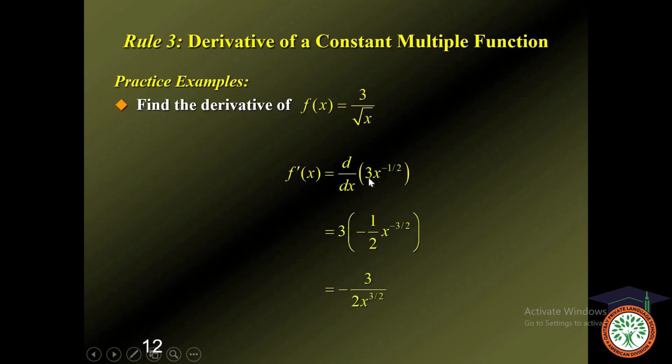Now, the constant stays as it is. And then the derivative of x up to power negative half: drop negative half to be a coefficient, and decrease by 1. From negative half, it is negative 3 over 2. To ignore the negative, flip the fraction: up, it's negative 3, and down 2x up to power 3 over 2.